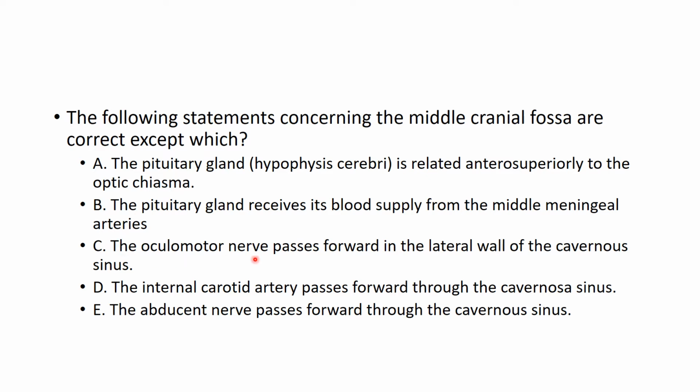The oculomotor nerve passes forwards in the lateral wall of the cavernous sinus. The internal carotid artery passes forward through the cavernous sinus. The abducens nerve passes forward through the cavernous sinus. So which of the following are correct except which one? Let's see each one by one.